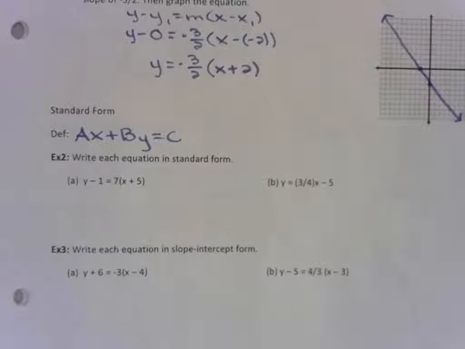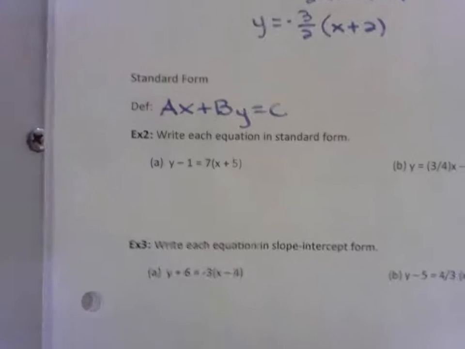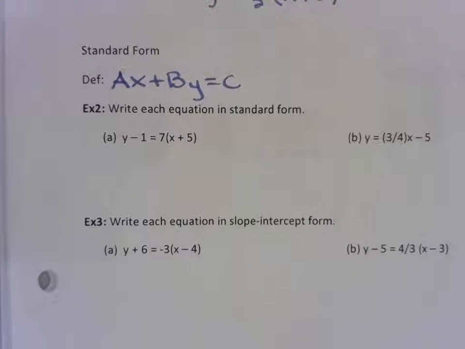3 ways. So example 2, I want to write each equation in standard form. So these are in different forms, and I want to write them in standard form, which means I want to get x and y on the same side equal to a constant. As I look at example 2a, what form is this in? Point-slope, because you see y minus a number equals a number times x minus a number, even though it's x plus 5. So this is in point-slope form.